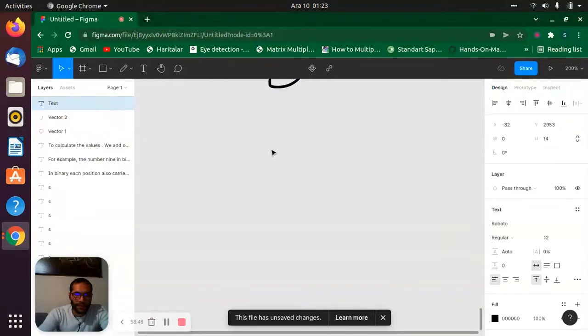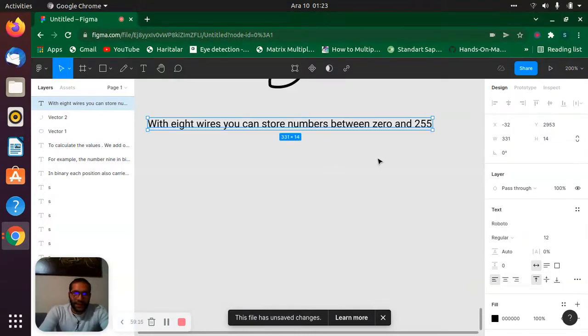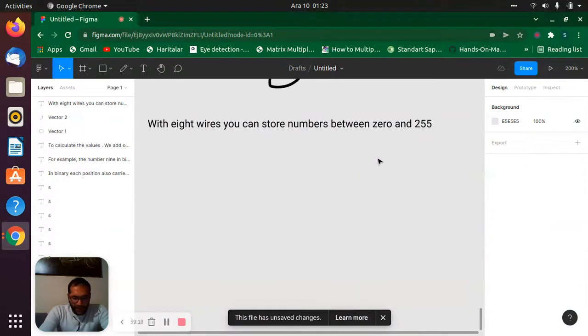Now I will write some other things here. Now I will say with 8 wires you can store numbers between 0 and 255, right? Now what I'm saying here, it will be tricky for you maybe to understand the first time.